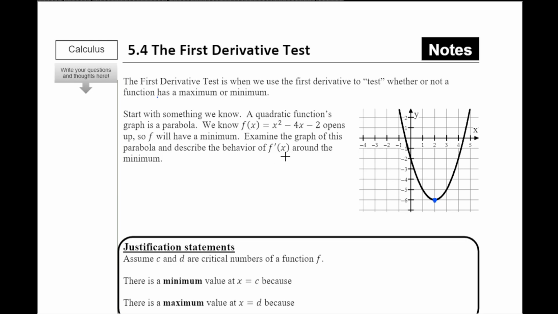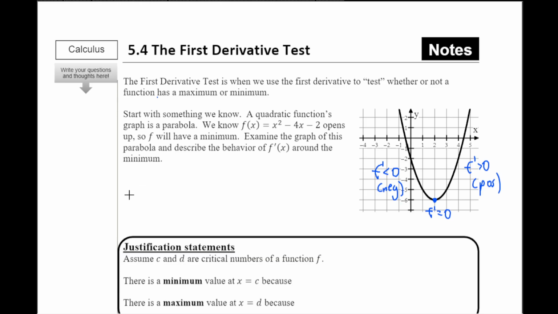Examine the graph of this parabola and describe the behavior of f prime around the minimum. So at the minimum, you can see that f prime is equal to 0. To the left of this, f prime is less than 0, or negative. F prime is negative because the slope is negative, the function's decreasing. And to the right here, f prime is positive.